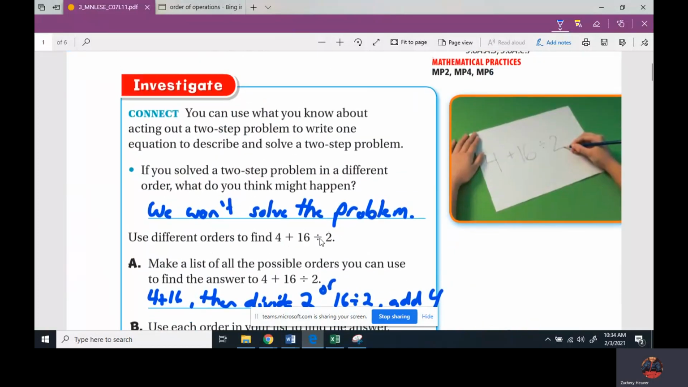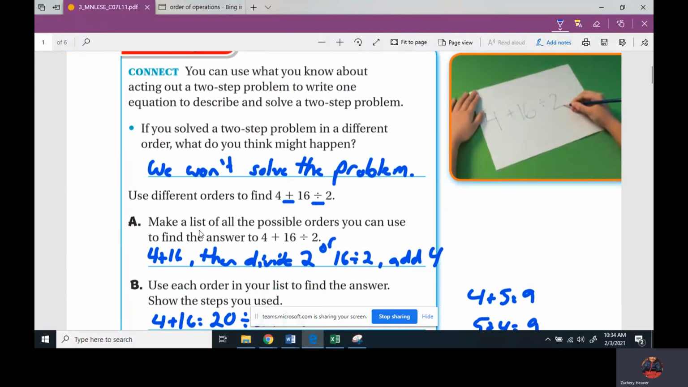So we have a problem: 4 plus 16 divided by 2. Well, I have two operations in here. I'm adding and I'm dividing. Well, goodness, let's see how to do this. It says make a list of all the possible orders you can use to find the answer. Well, really, we can go 4 plus 16 and then divide by 2, or we could do 16 divided by 2 and then add the 4. We've got to think, which one are we going to figure is right?